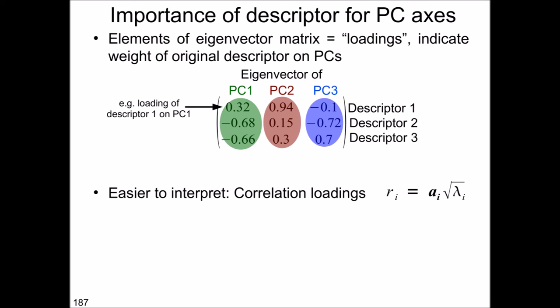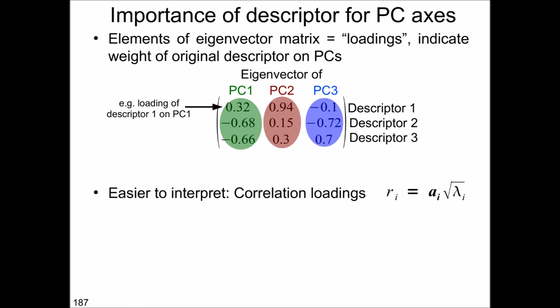So now that we know how many components we need, we need to discuss, when we have our results, how we can evaluate the relevance of the initial descriptors or variables for the different principal components. This is evaluated based on the eigenvectors, because the elements of the eigenvectors are the so-called loadings. I have displayed on this slide an eigenvector matrix for a case of three variables. As a result of the whole analysis, you would have this matrix of eigenvectors, and they stand for the eigenvectors on PC1, PC2, and PC3.